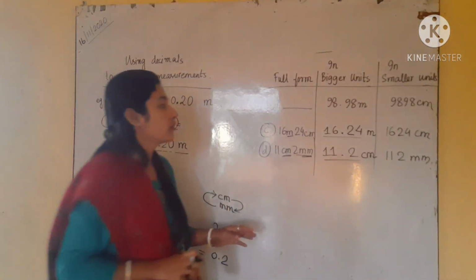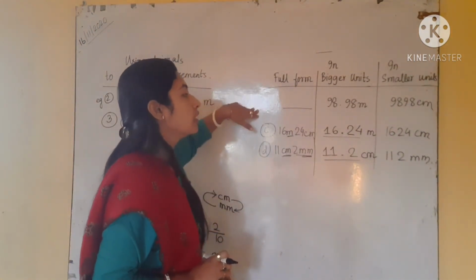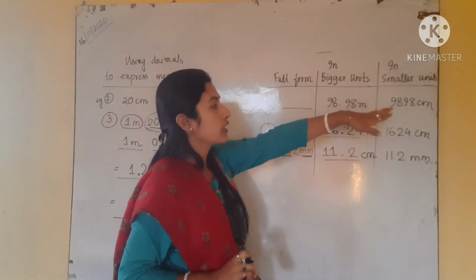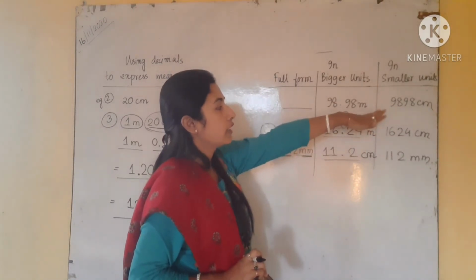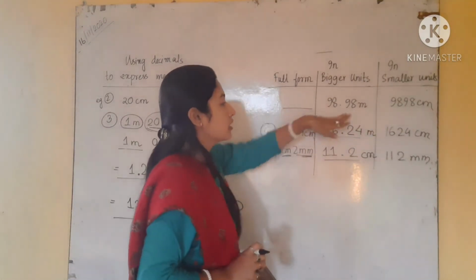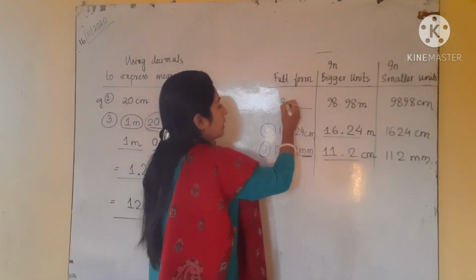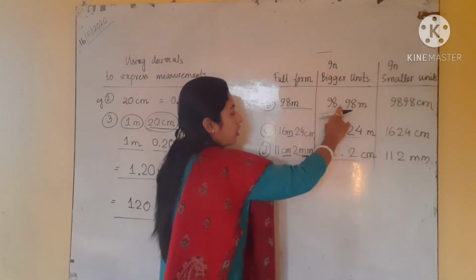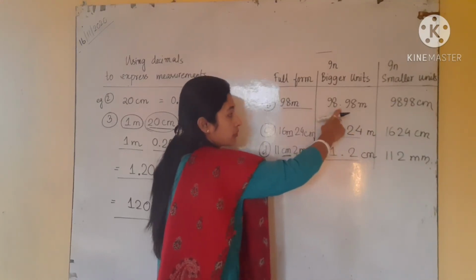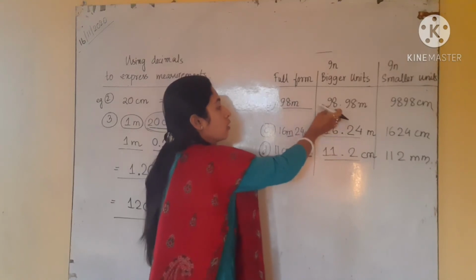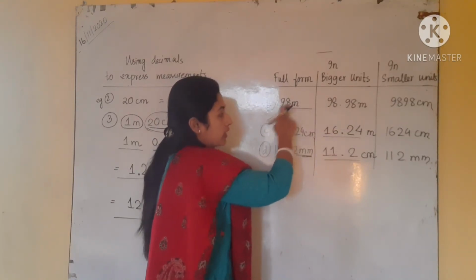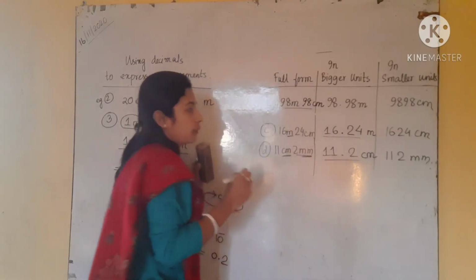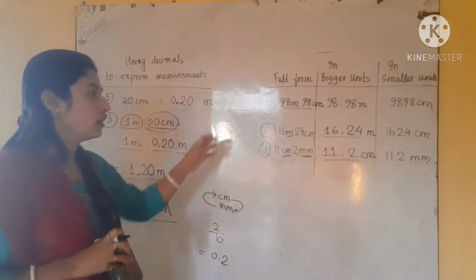Okay, so similarly you can do number B. Here you can see this decimal number is in meter, and the non-decimal number, that is in the smaller unit, is in centimeter. So you can write it like this: 98 meter, because they both are separated using the decimal point. So here also we have to separate the whole part. First of all we write 98, and then we write 198, and that will be in centimeter.